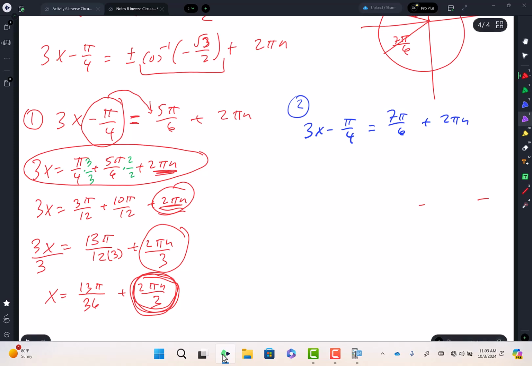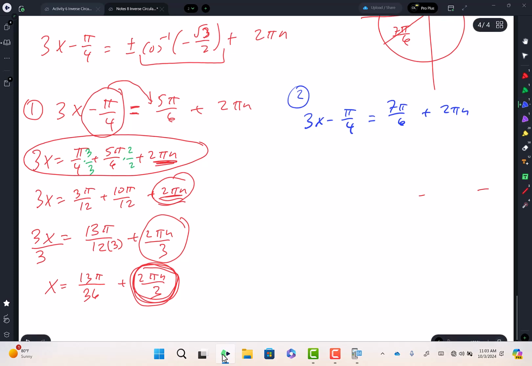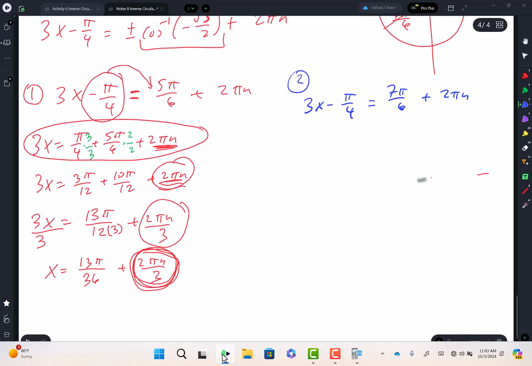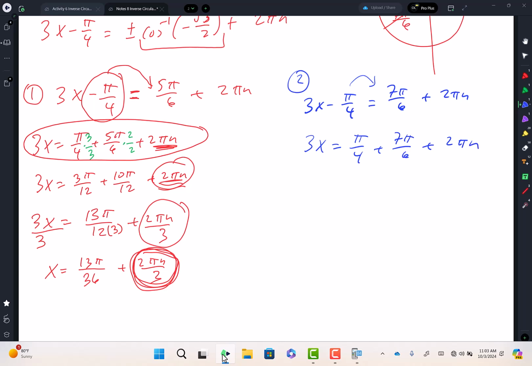All right, let's do one more, the blue one, and then we'll take a short break, and then we'll continue on our math journey. What do I do with this? So tell me, what do I do with that? I'm trying to solve for x on the blue one. What do I do? Move the pi over 4. So 3x equals pi over 4 plus 7 pi over 6 plus 2 pi n. See, the 2 pi n is there, Miss White. What do I do with the pi over 4 plus 7 pi over 6, guys?